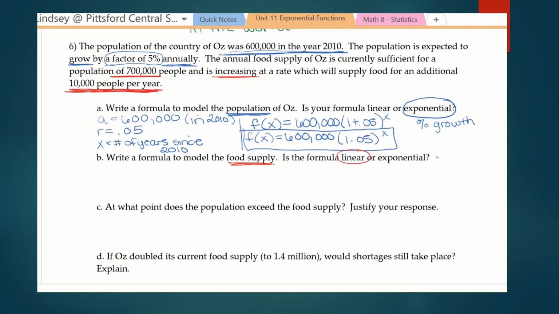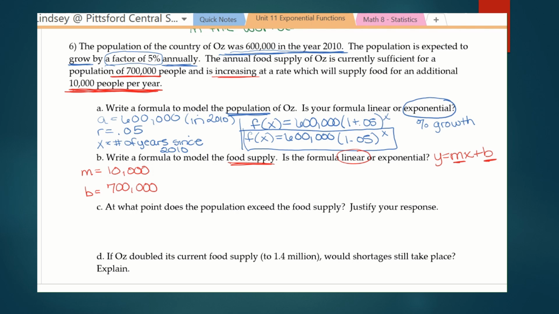Now we've got to think of linear functions. What are the two key pieces we need for a linear function? We need the slope. So what is the change? What's the average rate of change? And we need the b. What are we starting at here? So our slope is 10,000 because it's 10,000 people per year. And our y-intercept, where are we starting? We're starting at 700,000 people.